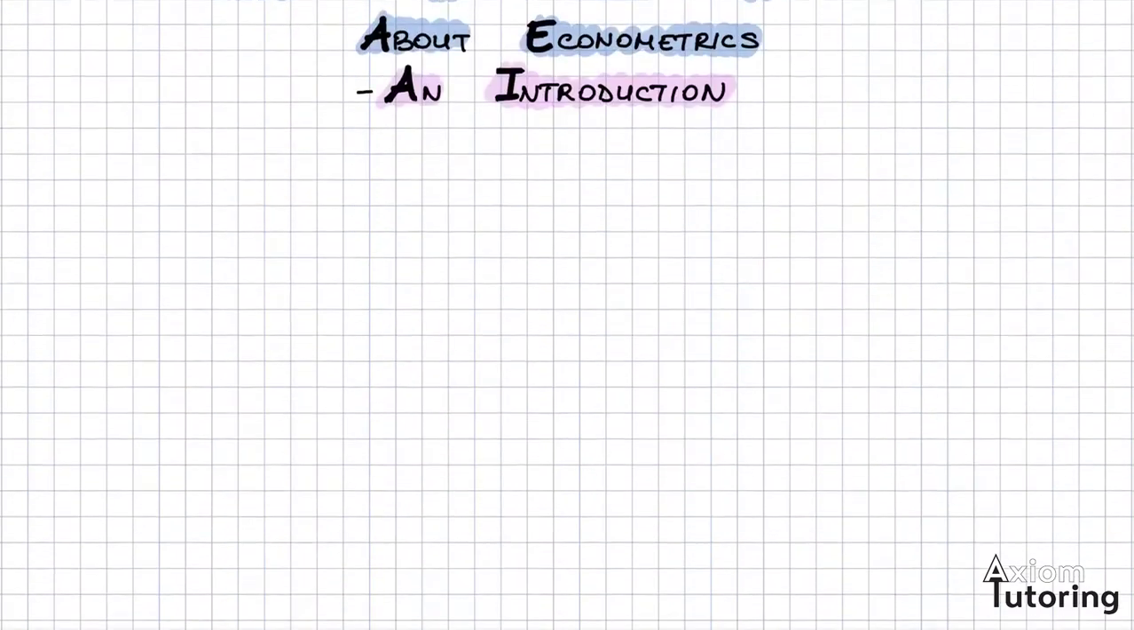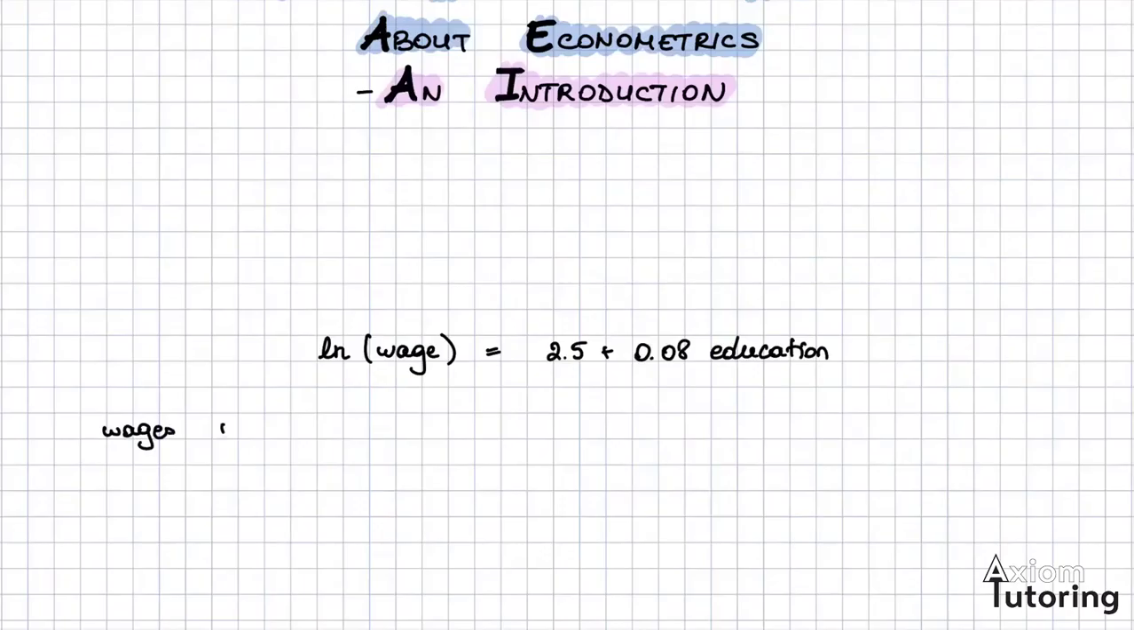So suppose that we estimate a model that now looks like ln of wage equals 2.5 plus 0.08 education. And we're keeping the same information that we've had before. So wages is in pounds, and we've got education in years. Okay.